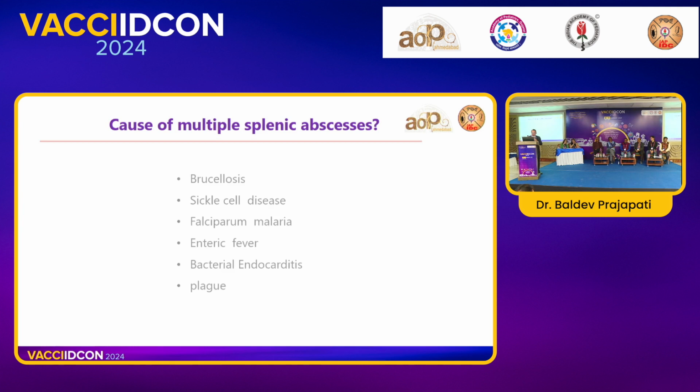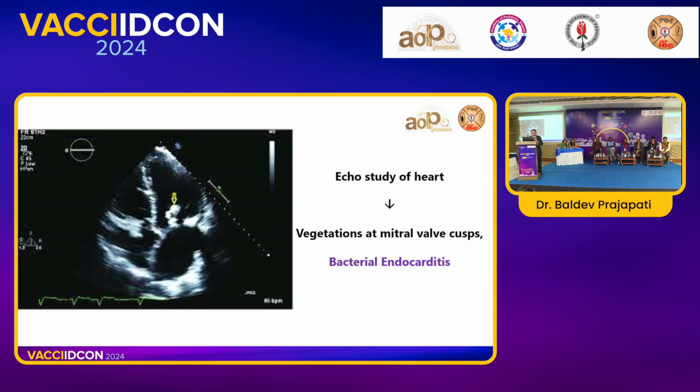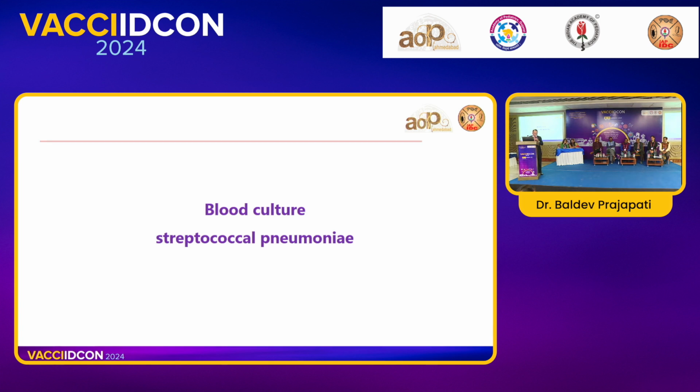Okay. Just for information, whenever we come across splenic abscesses, think of brucellosis. In sickle cell, it can occur. Falciparum following infarction, yes, it can occur. Enteric is known, though with good drugs we don't come across it. Bacterial endocarditis can cause it, and even plague, which is rare, but yes. Most of the investigations we did were not favoring these things, and we went straight away for the echo. We showed vegetations at the mitral valve cusp and confirmed, as one of our analyses said, bacterial endocarditis, besides all other possibilities.